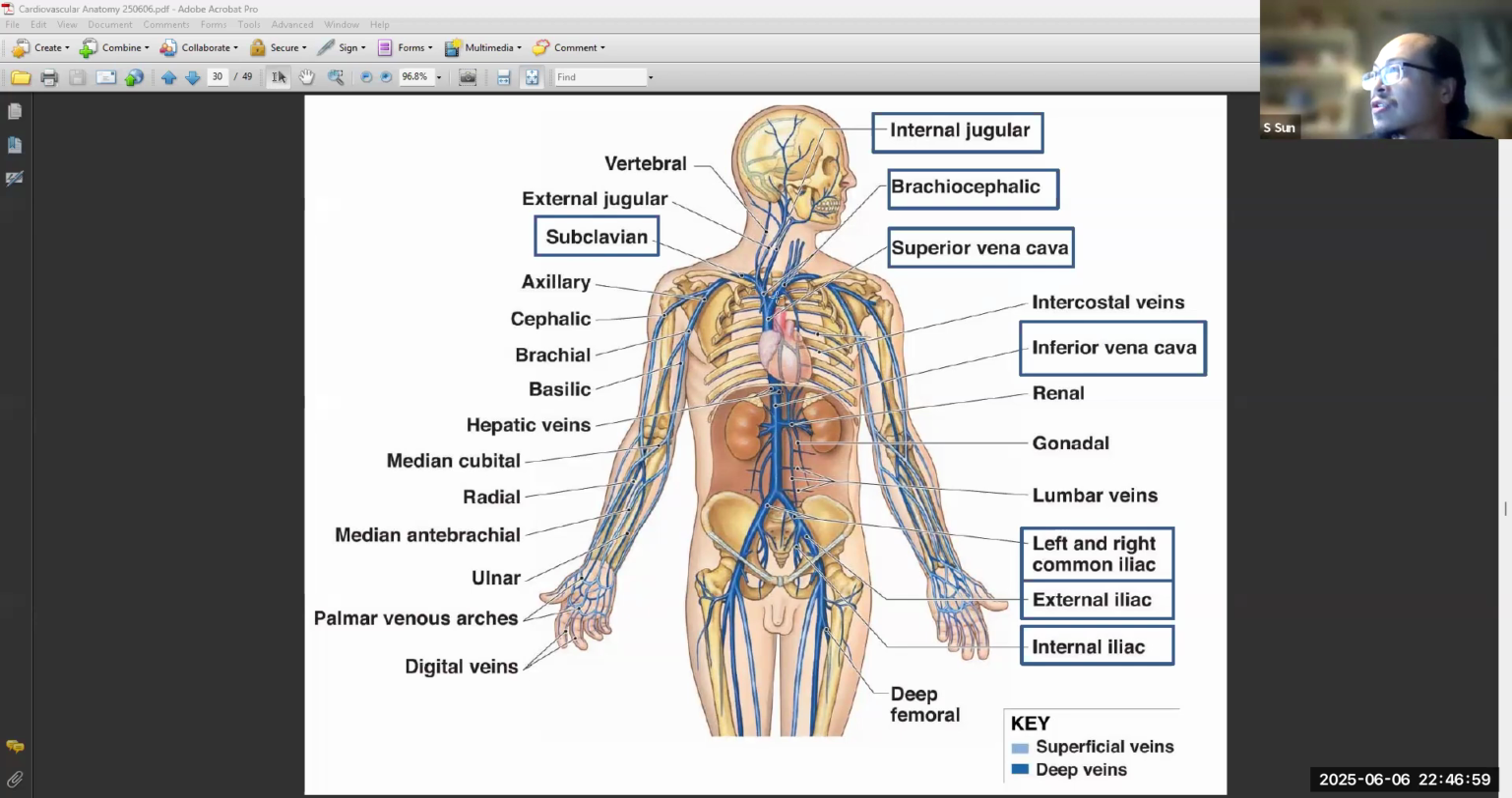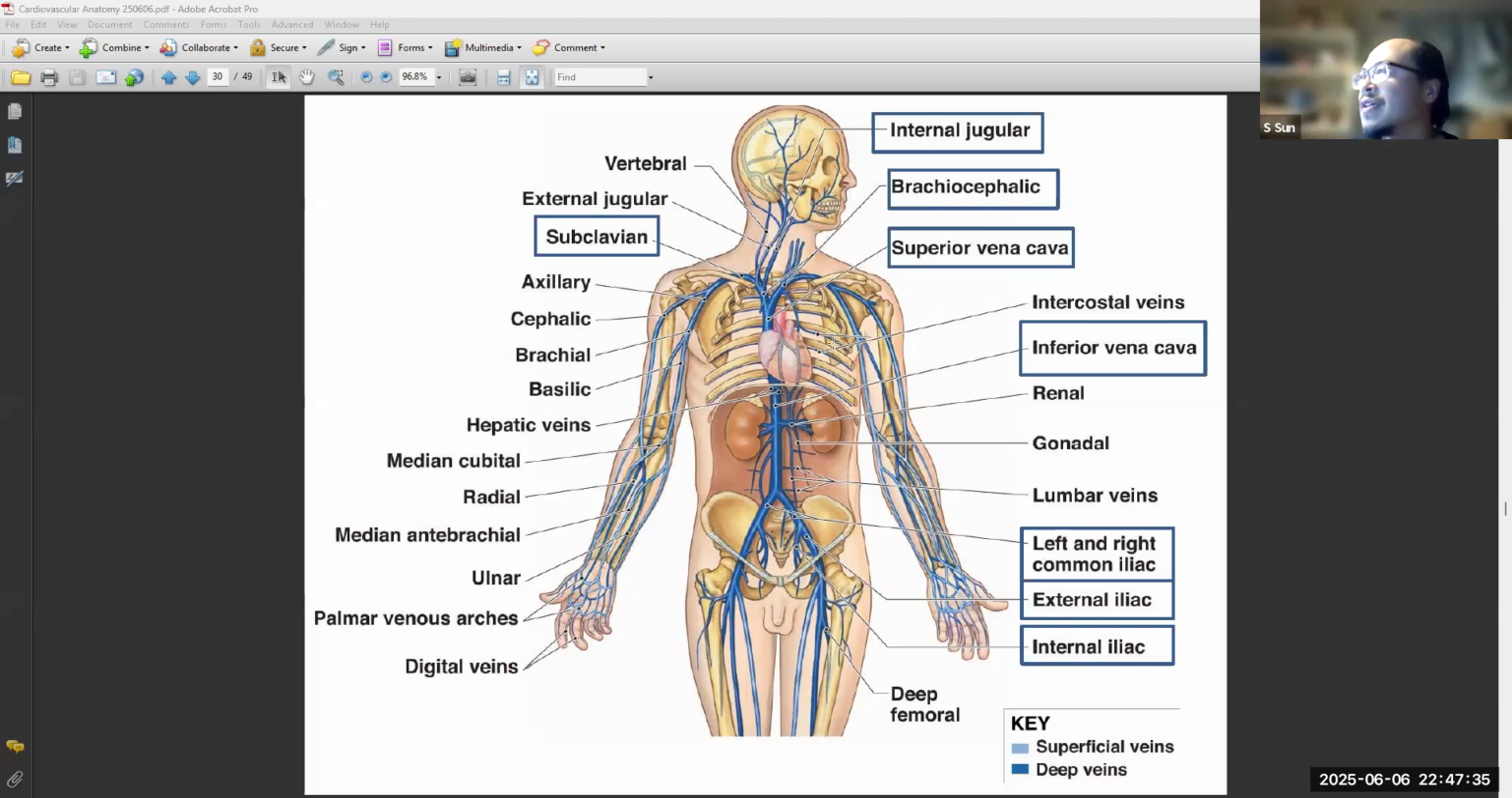Superior vena cava has two branches, brachiocephalic, left and right. In the brachiocephalic in our lab, we also emphasize on this. Brachiocephalic collect the blood from the internal jugular vein, right here, internal jugular vein and subclavian. So this internal jugular into the brain, from the brain, subclavian from the arm. These two come together and they form the brachiocephalic. So that's highlights here.